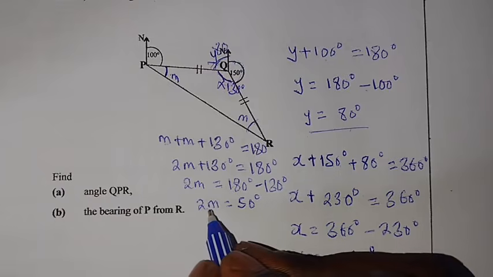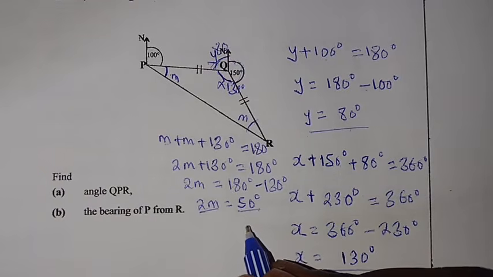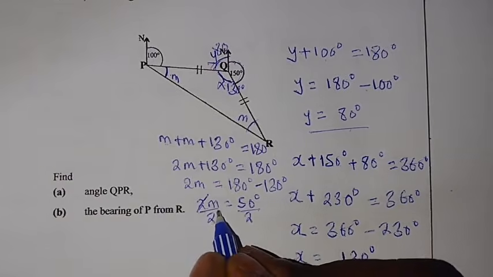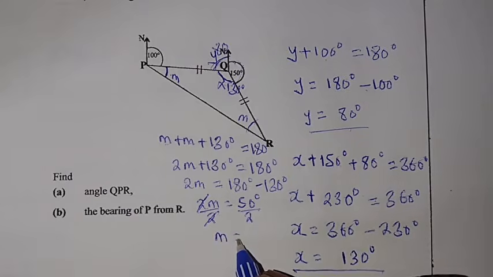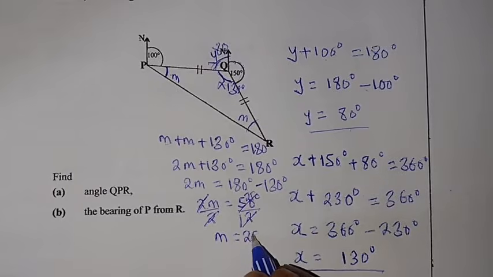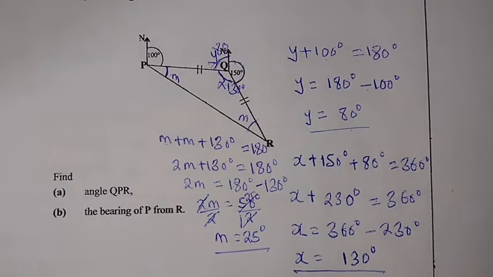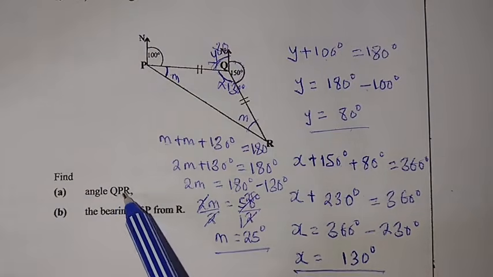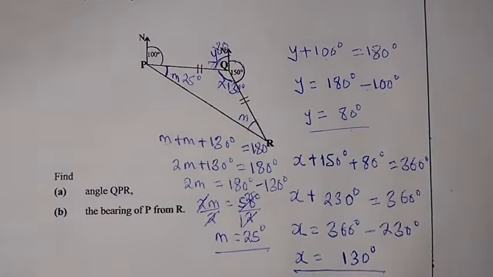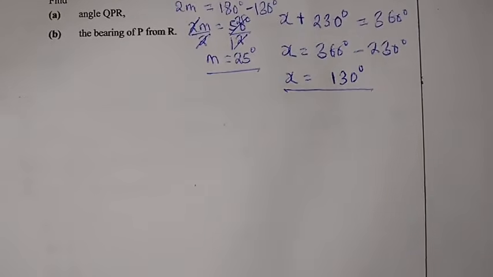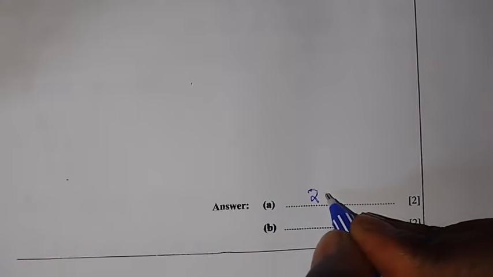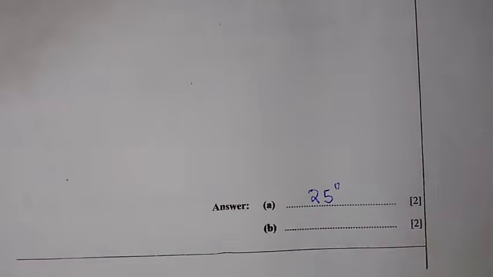Now we need to find the value of M. So we're going to divide both sides by 2 so that we just find the value of M. So this and this will cancel. M is equal to 50 divided by 2, it's 25. So M is equal to 25 degrees, meaning that the angle QPR right here is 25 degrees. Okay, so that was our answer. So we are just going to write it here. We have found that angle QPR is equal to 25 degrees.